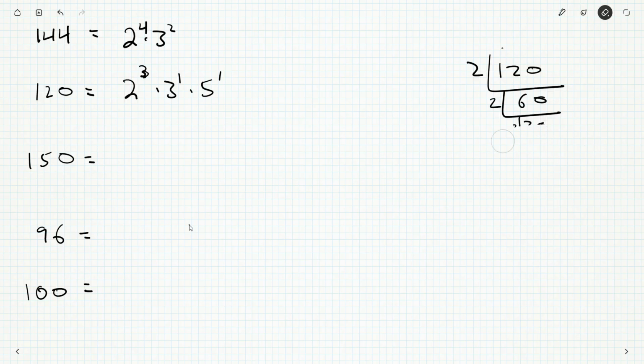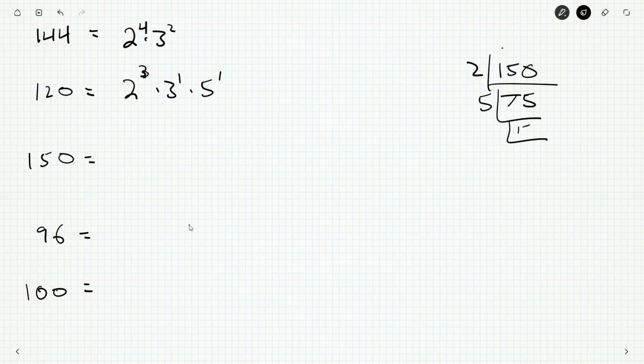Okay, how about 150? Two, and that would leave 75. Again, if you need your calculator, go for it. There's a 5 there, and peel that off, you get 15, and that's a 3 and a 5. So I've got 2 5s, 1 2, and 1 3.